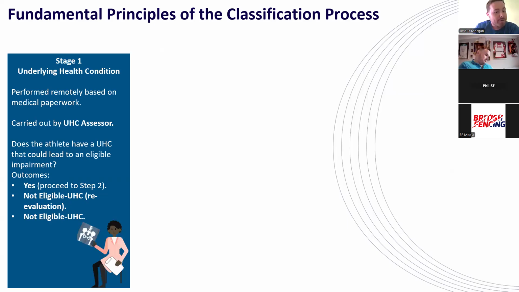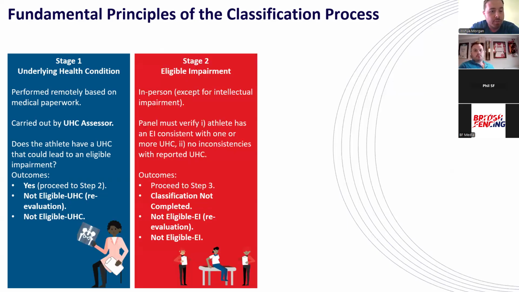So going back to the first bit, if they were deemed to have an underlying health condition, they then move on to stage 2. And stage 2 is an in-person assessment, except in the cases of intellectual impairment. And the panel must verify if the athlete has an eligible impairment consistent with what the underlying health condition says. Again, if that is done, and following that process it is deemed that the athlete has an eligible impairment, they would proceed to step 3.